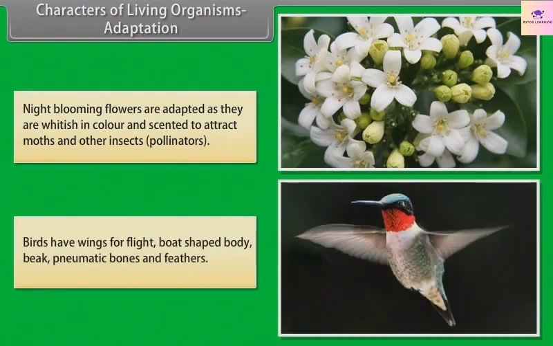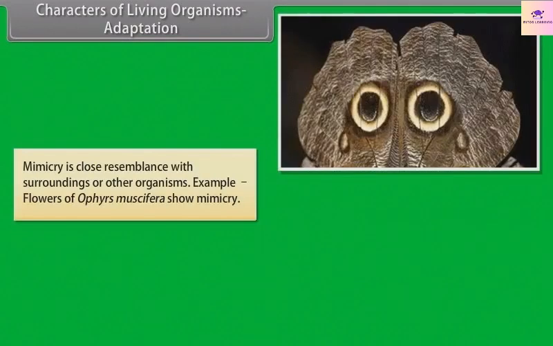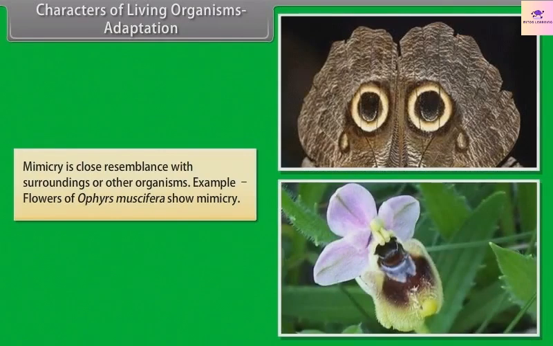Birds have wings for flight, boat-shaped body, beak, pneumatic bones, and feathers. Mimicry is close resemblance with surroundings or other organisms. Example: flowers of Ophrys muscifera show mimicry.